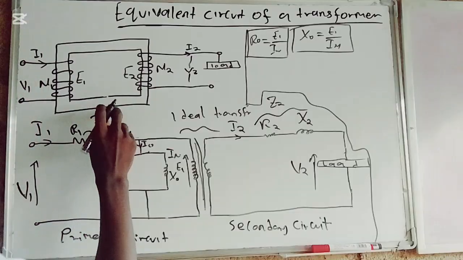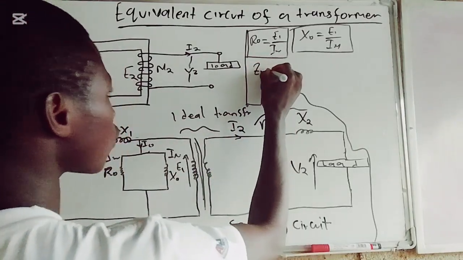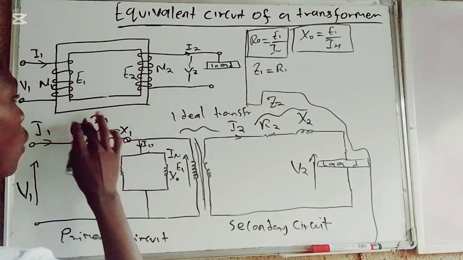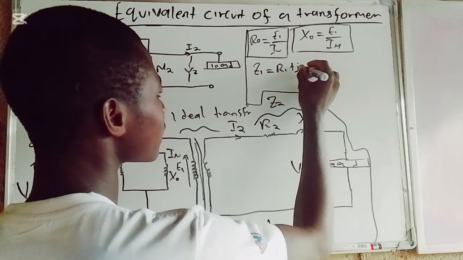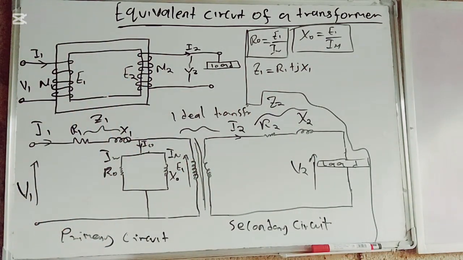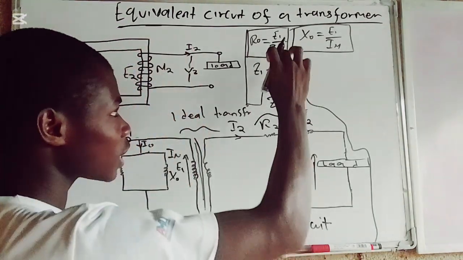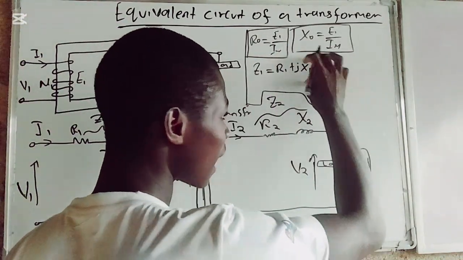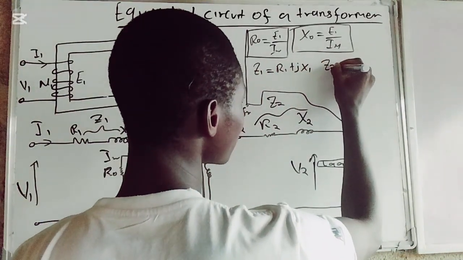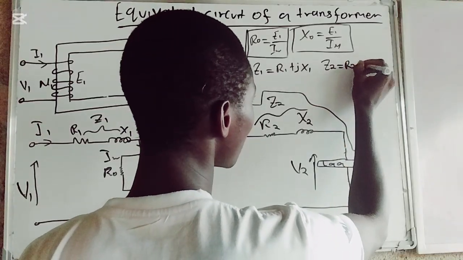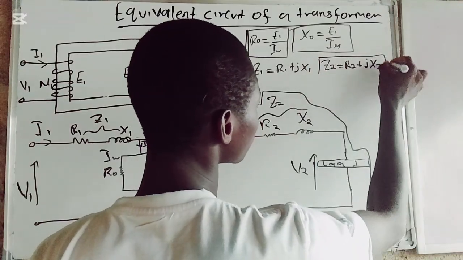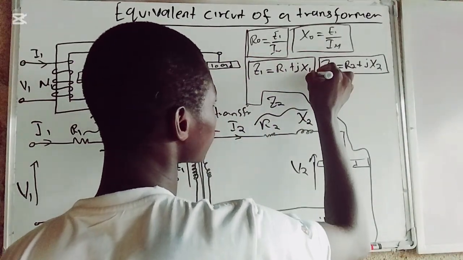And we have Z1 and Z2. Z1 is equal to R1 plus jX1. This j shows that when we come to calculation and solve this, we take the magnitude. This Z is like taking the magnitude of this. And also Z2 is the same thing: R2 plus jX2.